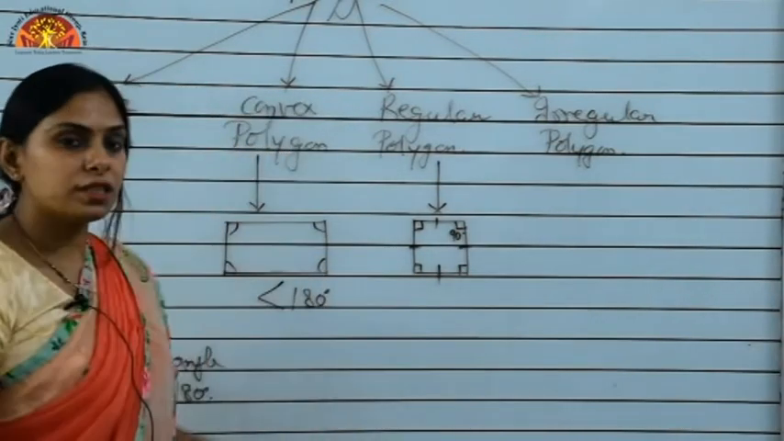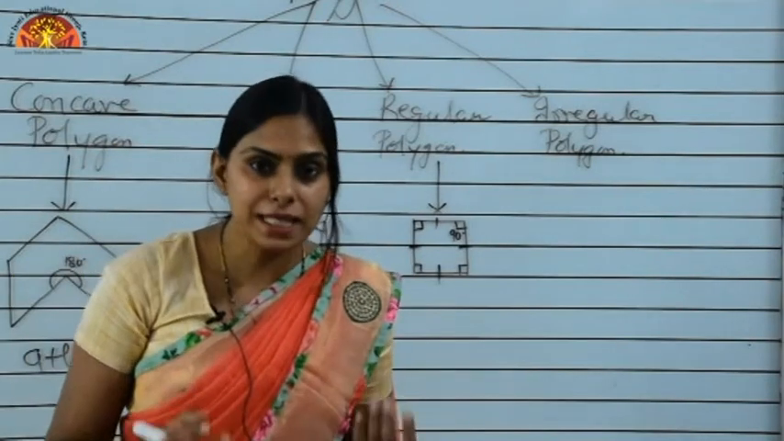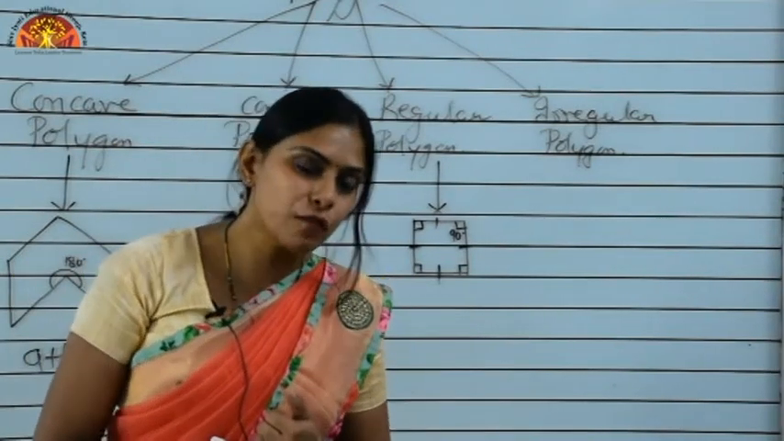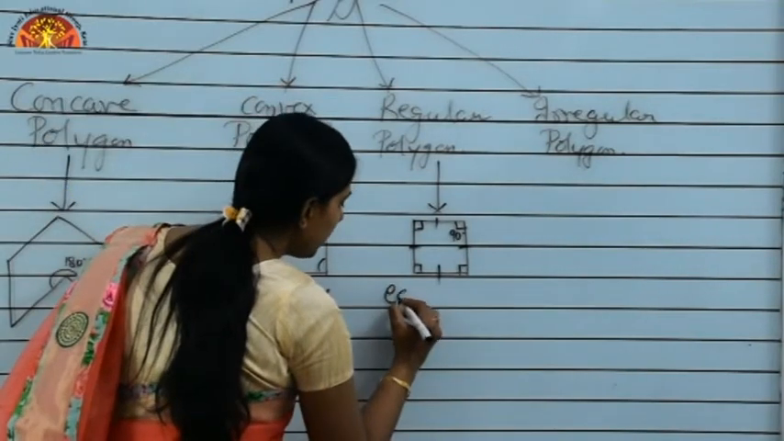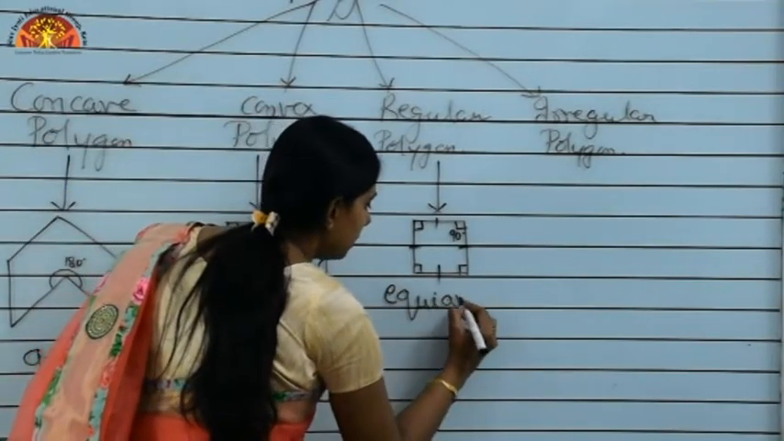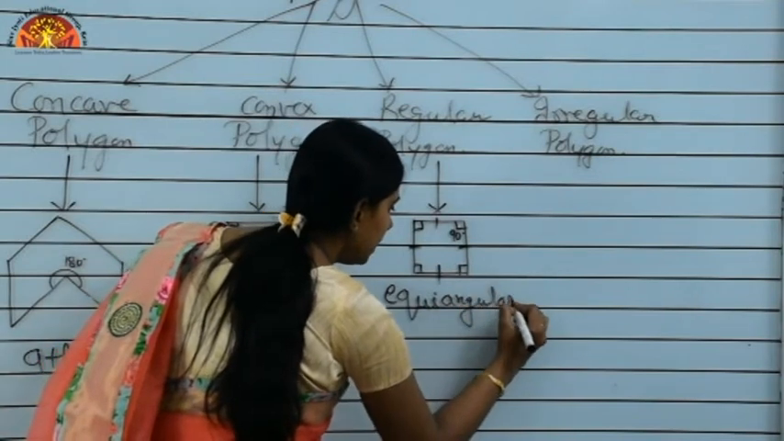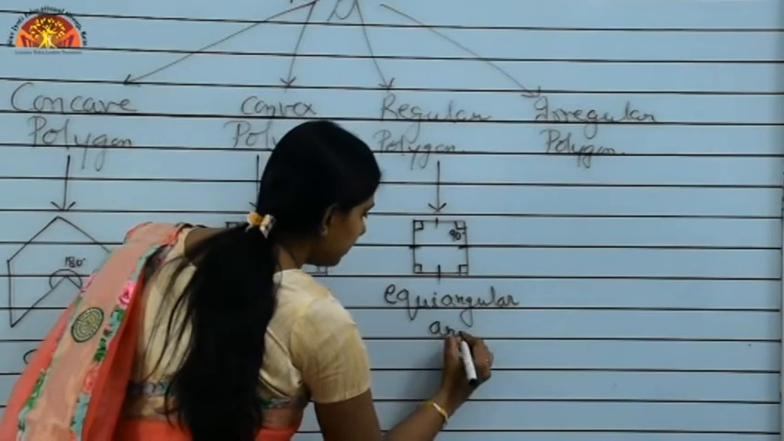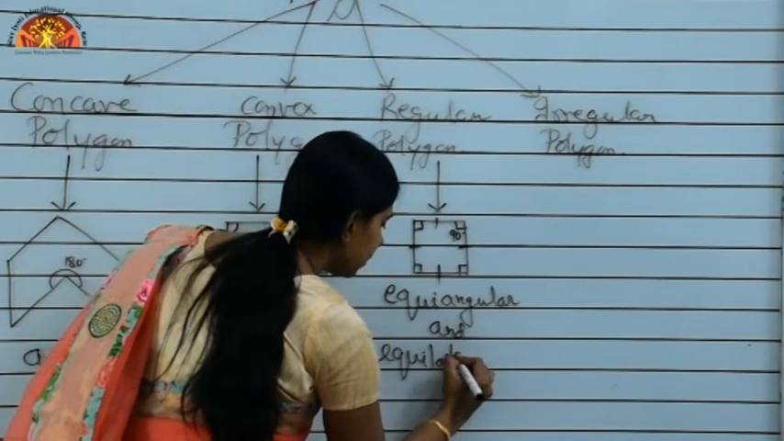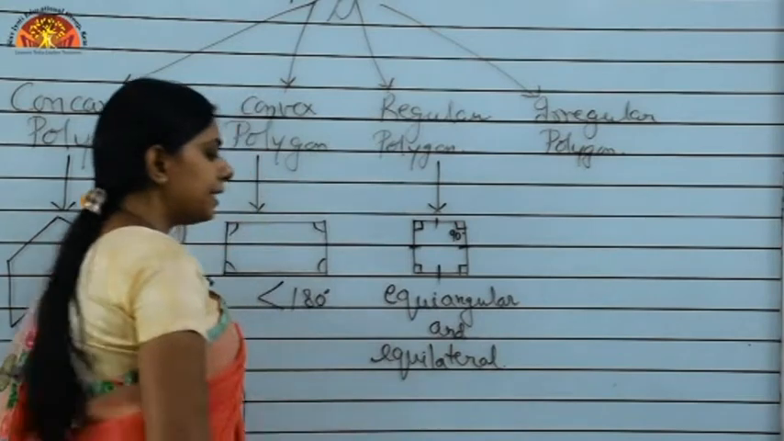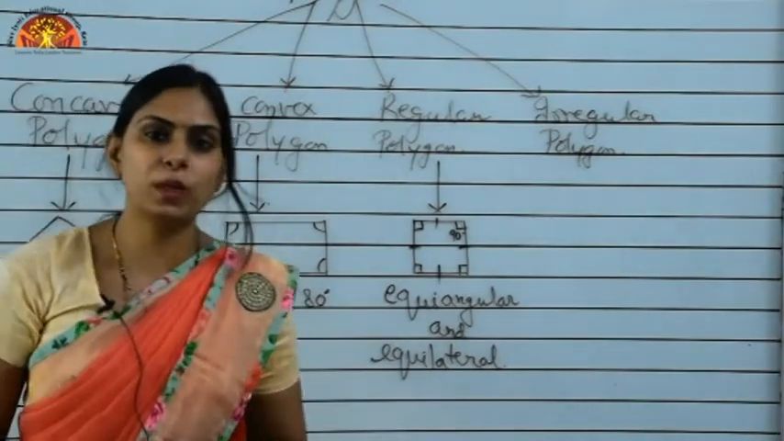So what is a regular polygon? In which all the sides and all the angles are of equal measurement. That is, regular polygons are equiangular and equilateral. So we can say, children, that regular polygons are equiangular and equilateral.